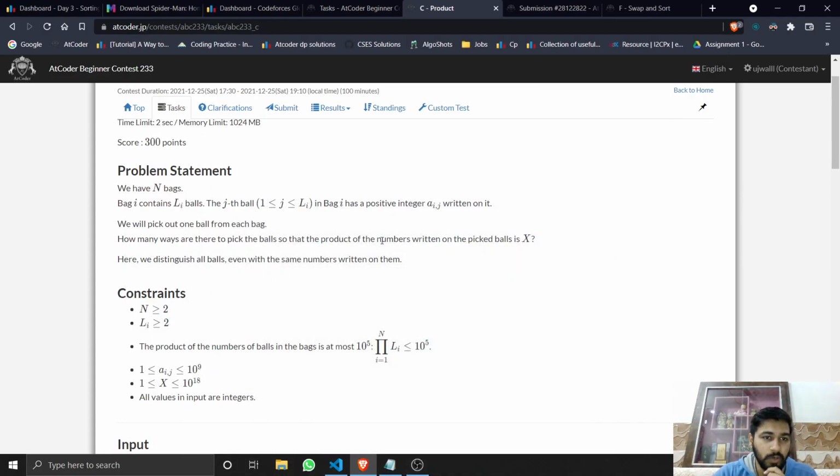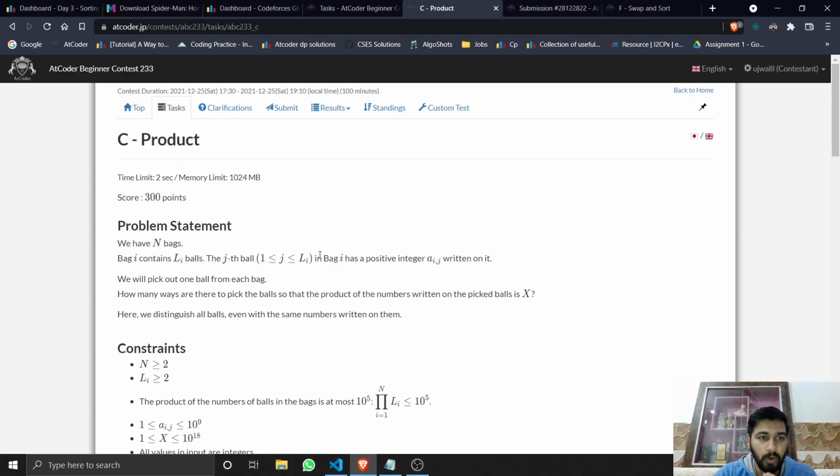So hi guys, today we are going to be solving the problem C Product of AtCoder Beginner Contest 2033. So let's look at the problem statement first. We have n bags. Bag i contains Li balls. The jth ball in bag i has a positive integer aij written on it. We will pick out one ball from each bag.